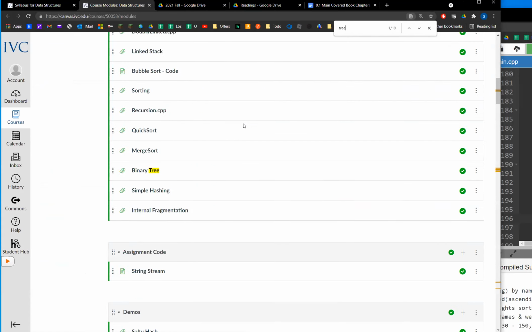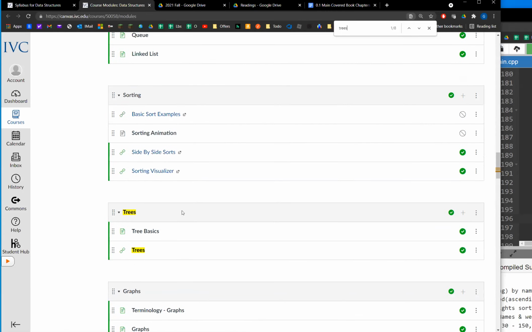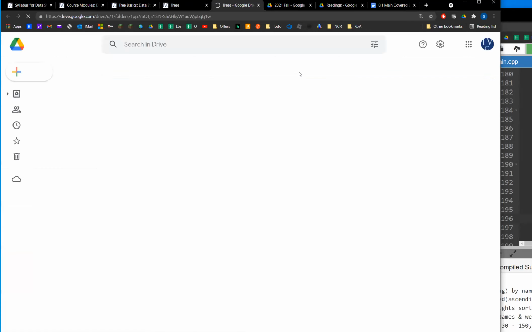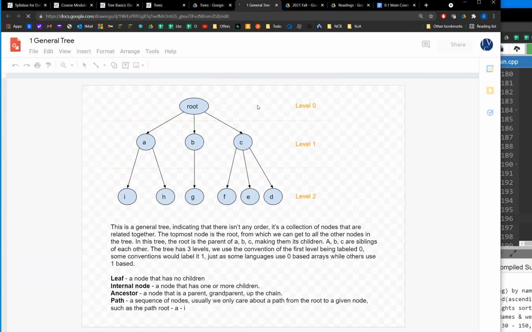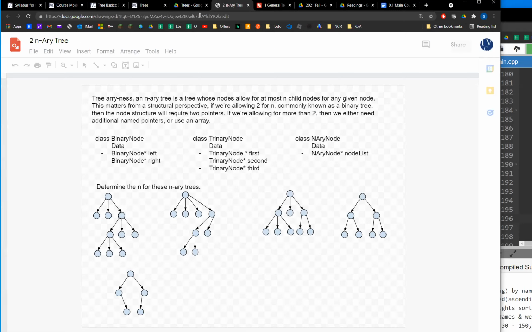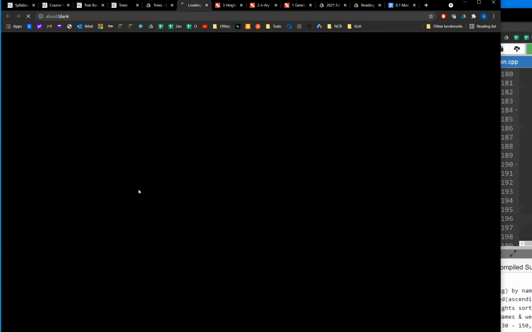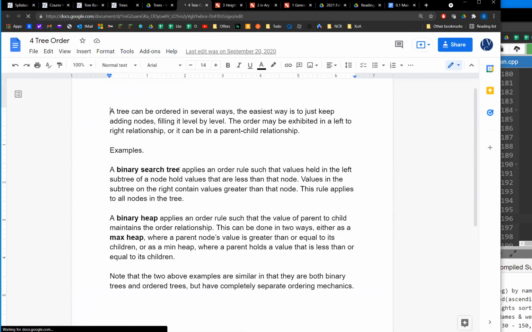Top of that seems to be missing a link or two. That's nice, broken. Let's see. Our general trees, double check and make sure I haven't forgotten anything. All right, we've talked about all this good stuff. Tree height. All right, tree order, trees, binary heap.